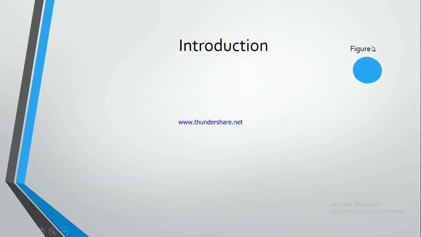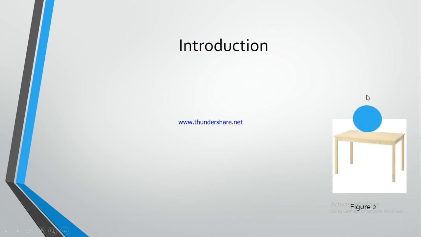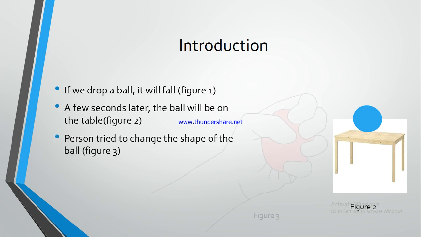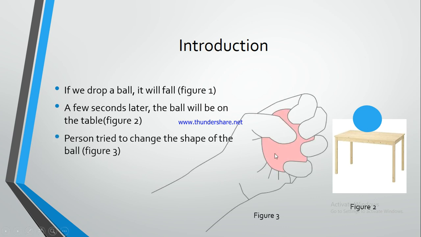So consider a ball. If we drop this ball, it will fall downward, and if we have a table, the ball will fall on this table after a few seconds, so the ball will be on the table, and we can deform or change the shape of the ball if we exert a force on the ball. So these effects explain the existence of a force.